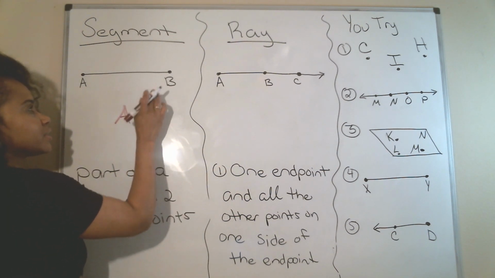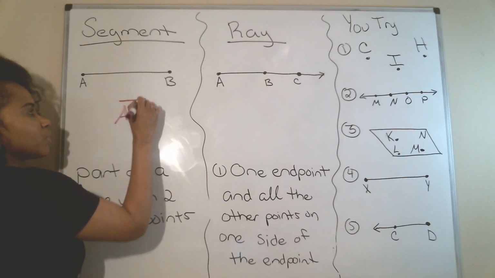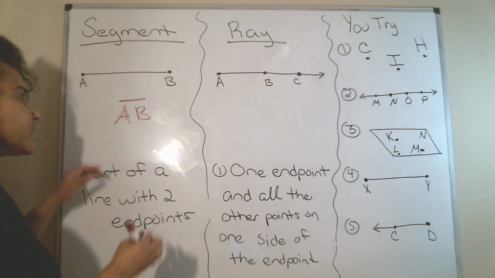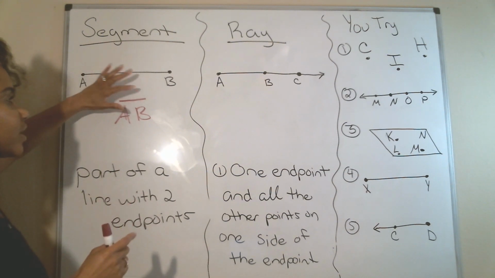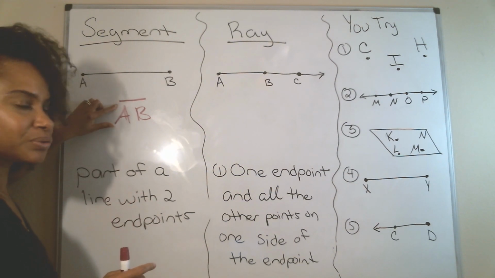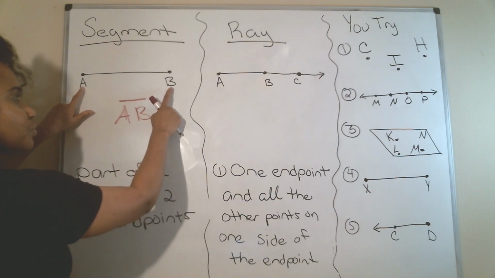And our endpoints here are A and B. And then we put a line or a segment over it. Notice I do not put the arrows. And so with a line, you have the arrows. With a segment, you do not. You label it using the two endpoints.